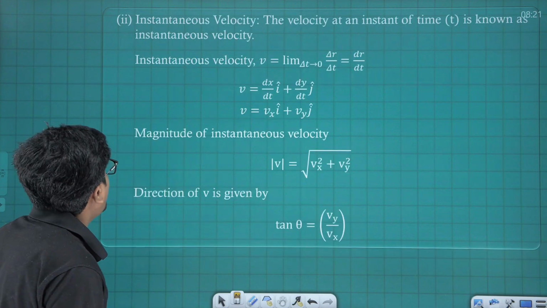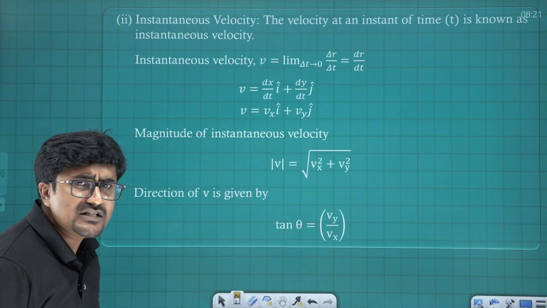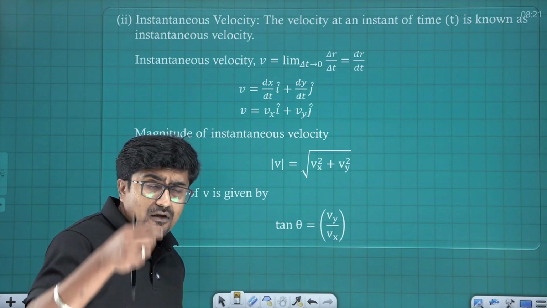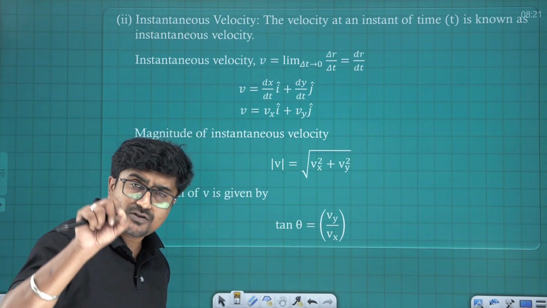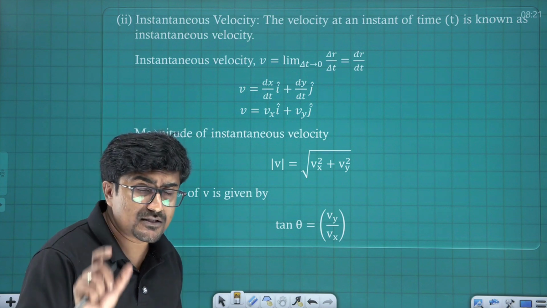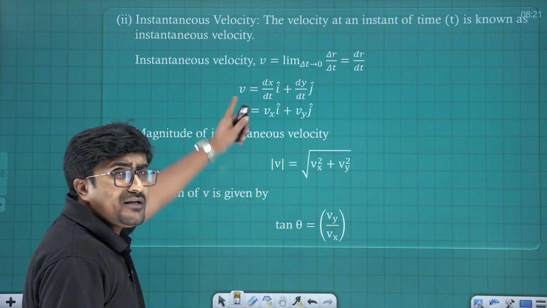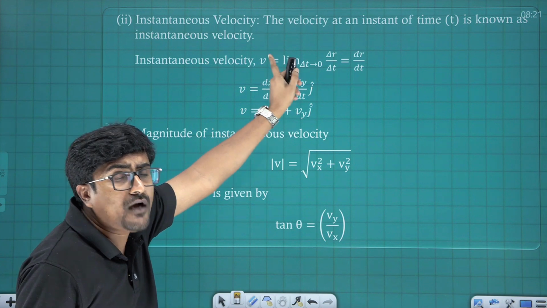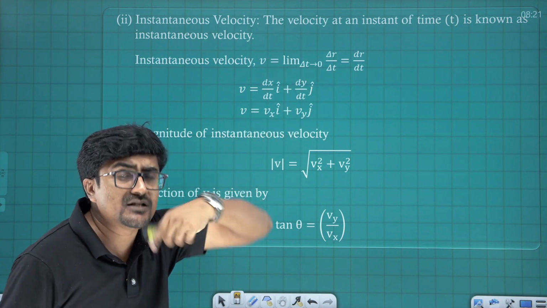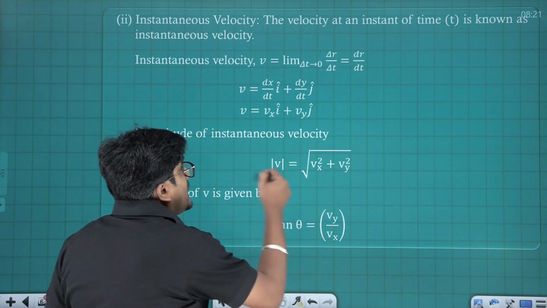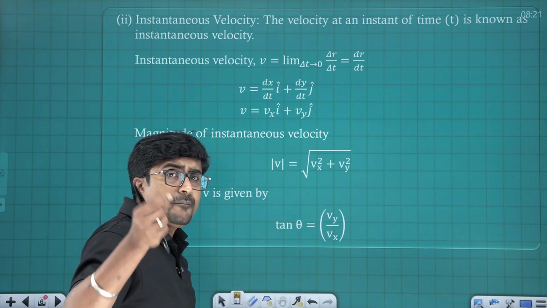Moving to the next slide, that is instantaneous velocity. You all know that instantaneous velocity means the velocity of any particular body at a particular instant of time. That means instantaneous speed along with direction gives instantaneous velocity. So here the general expression says limit delta t tends to 0 of delta r upon delta t. That is instantaneous velocity. That is nothing but dr by dt.